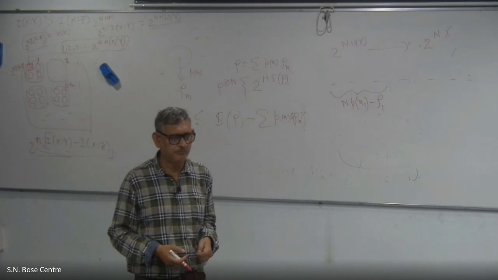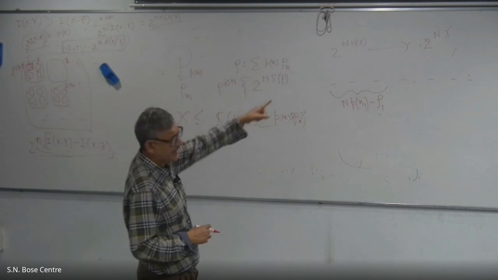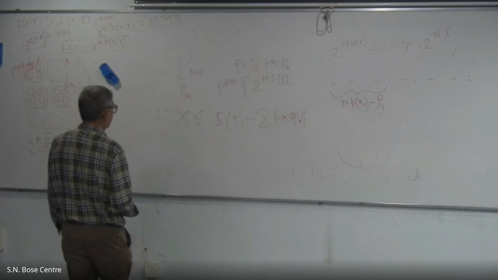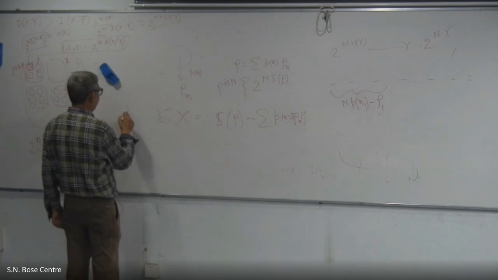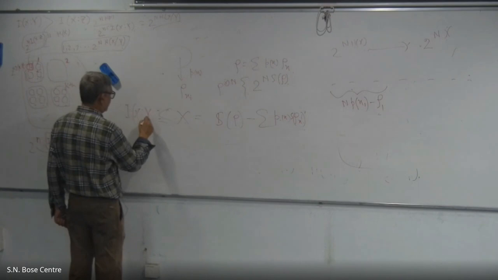Now I give you an impression why this is the number. Chi is not less than chi. Chi is equal to this. Chi is less than this. This is the accessible information. Beta, this is the measurement result. This is my classical measurement result, which is also classical.